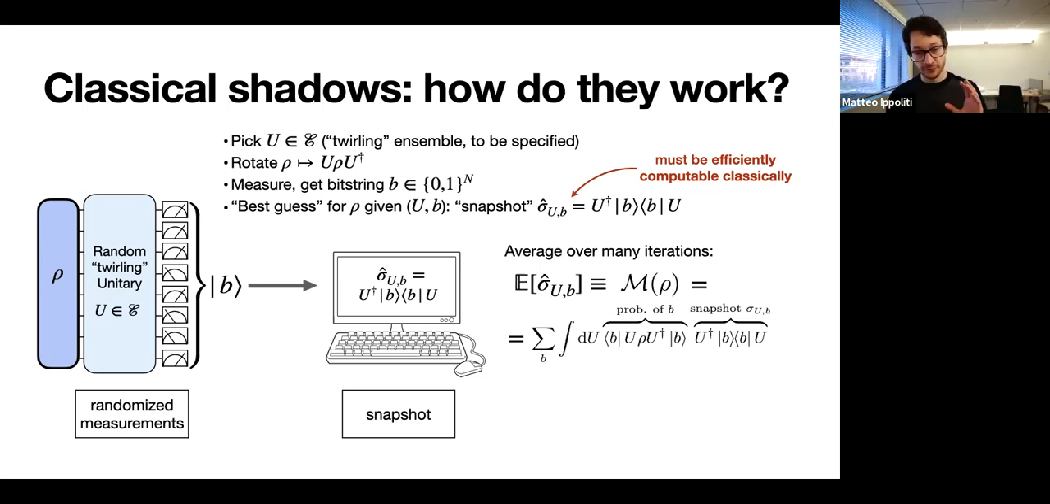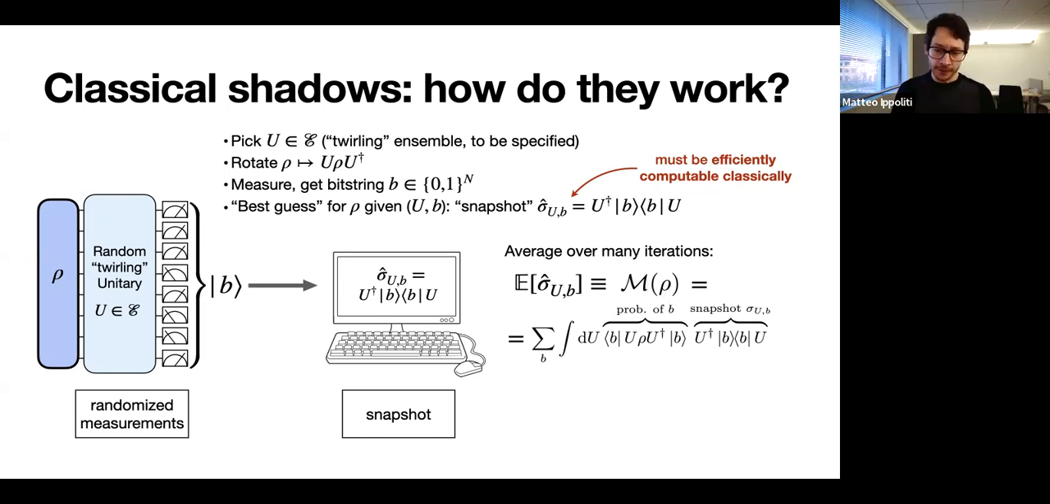And by doing that, if we average over many such individual snapshots, different choices of U and different outcomes of B, we find something that is as written here, it's just a weighted average of these snapshots by the probability of getting the given outcome. This thing here is, as you can see, linear in the state rho. And it turns out to be a quantum channel. You can convince yourself that this is something like measure and prepare. So it's a well-behaved, completely positive trace preserving map, M of rho.